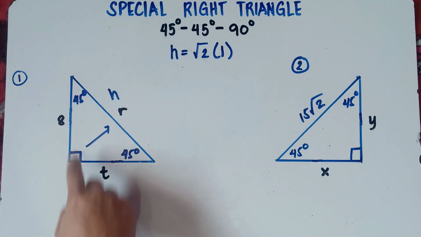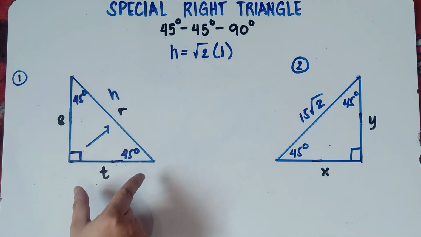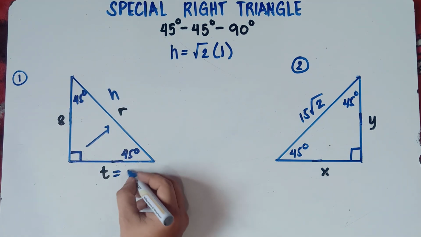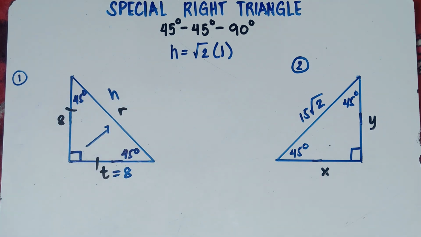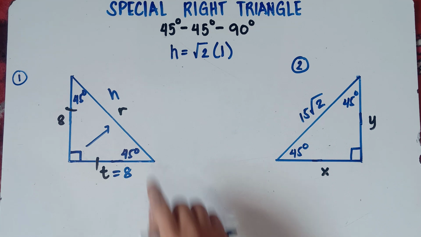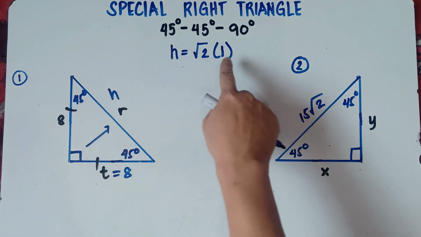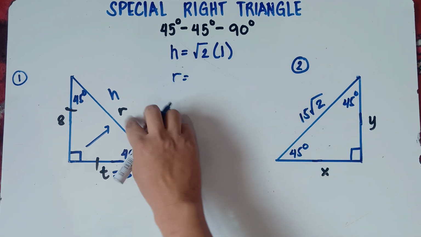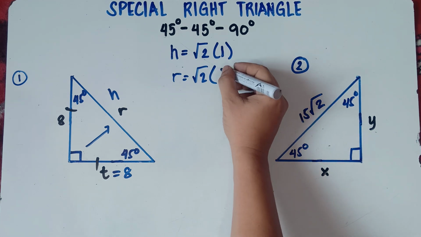And we all know, since this is a 45-45 degrees angle, this leg is congruent to this leg. So if this is 8, therefore this T is also 8. Once again class, this side is congruent to this side. We already explained that a while ago. So to get the R, or the hypotenuse, that would be square root of 2 times the leg. So H, or we can write R, once again, this is the hypotenuse. R is equal to square root of 2 times the leg.